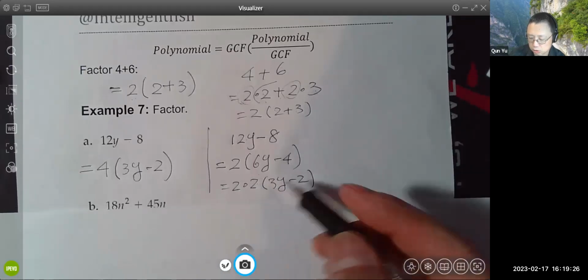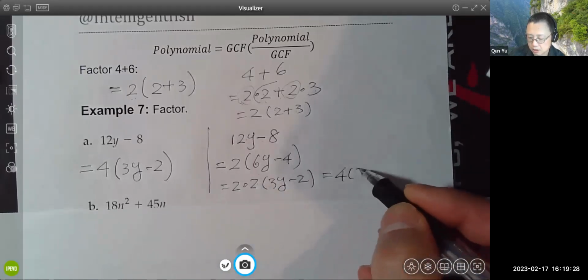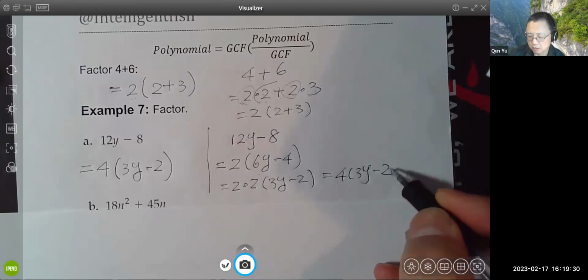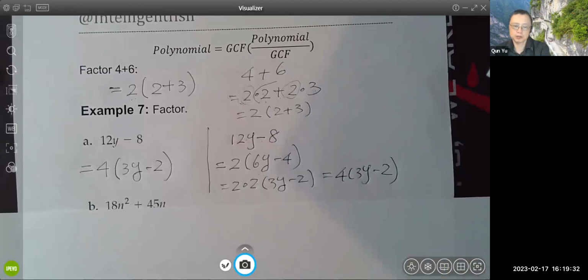Now this 2 times 2 is 4, right? So you get the exact same result. So that's my point. When numbers are getting bigger, you don't see the greatest common factor, and you can go through several steps. Eventually, you're going to have exactly the same answer.